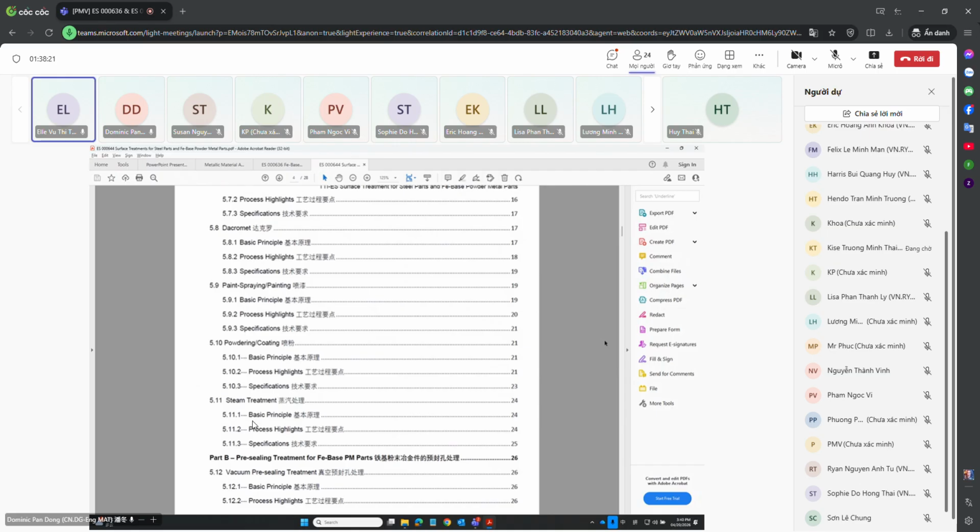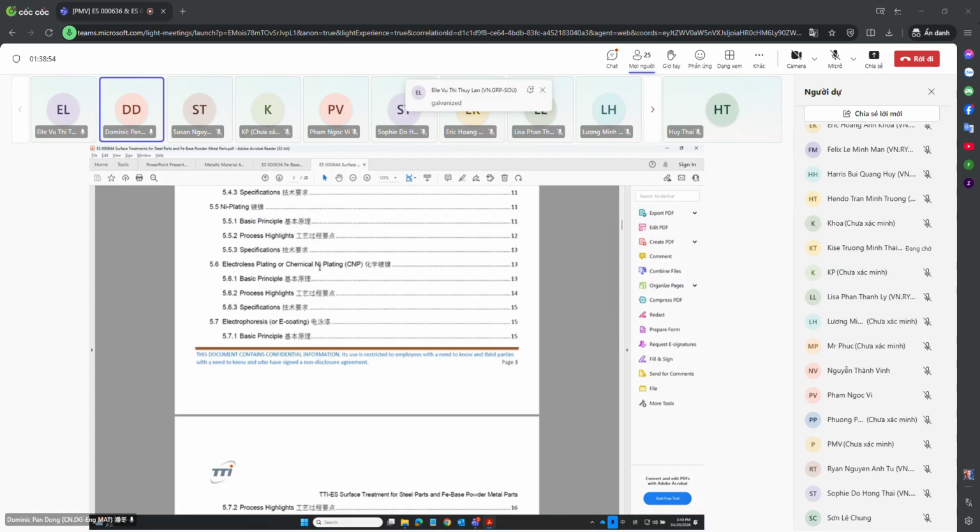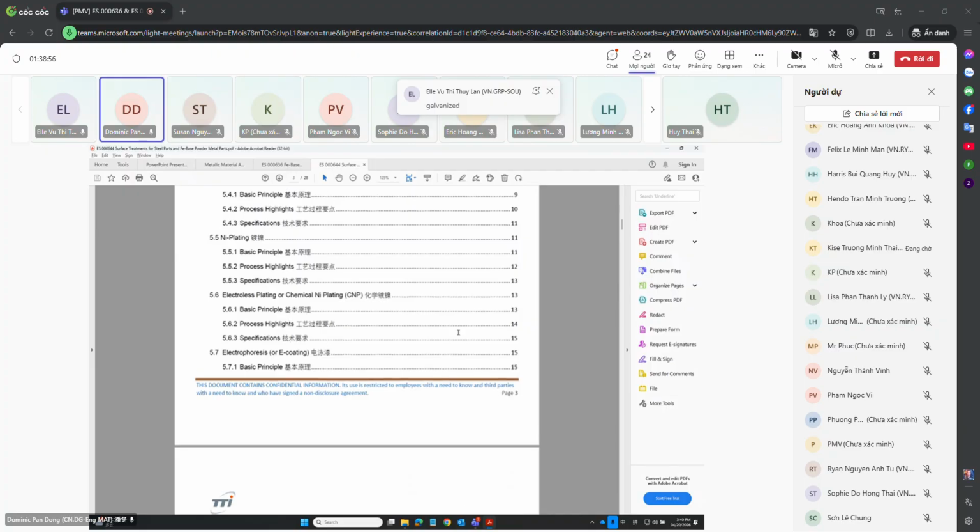It's like coating, GN plating. Wait, I need to check the word. Galvanized plating. Carbonizing. Yes. What's the meaning of carbonizing? Anything listed on this page? This covers everything.